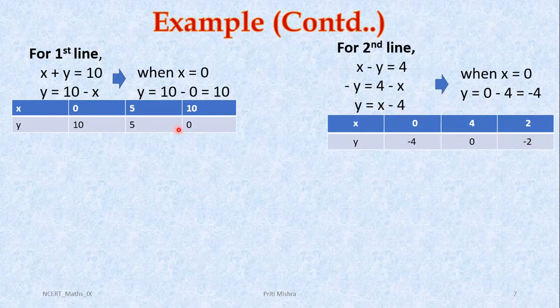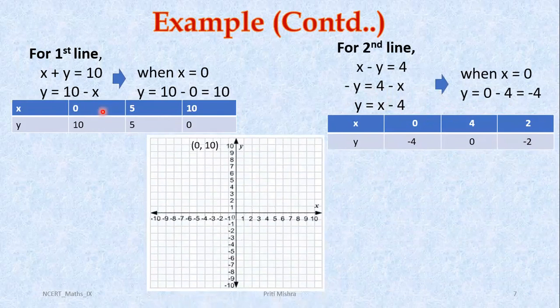Now we will plot these different points related to these two lines on the graph paper. So first we go for the first line: 0, 10 is the first point, then the point 5, 5, third point is 10, 0, and after joining these 3 points we have a straight line. So always for a linear equation in two variables, its graphical representation will give you a straight line.